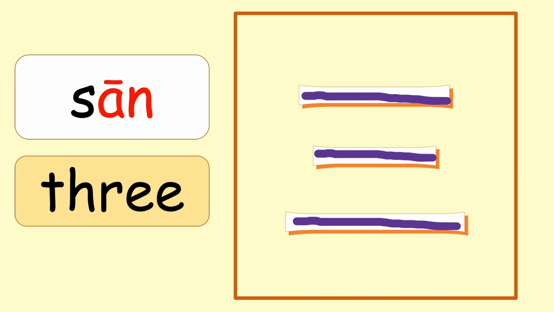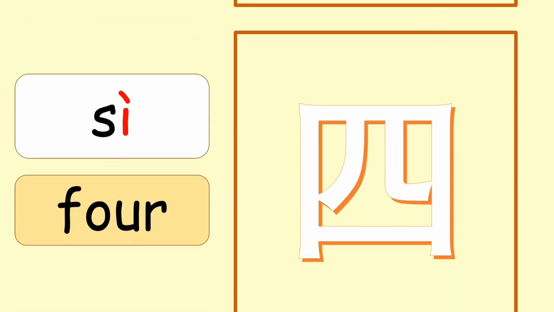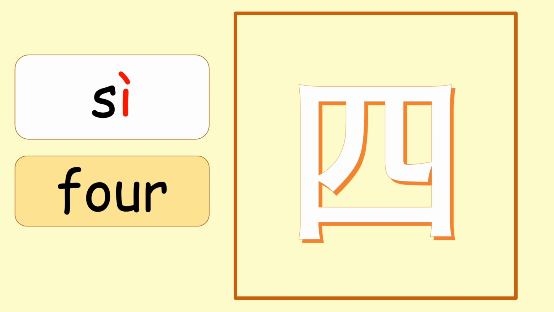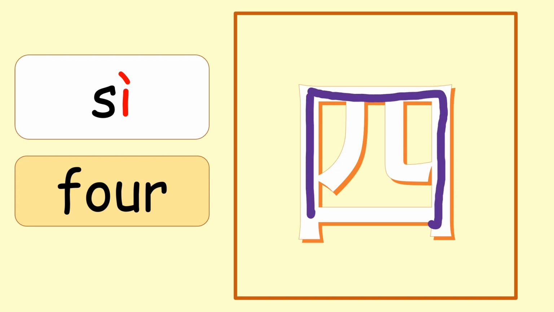Next one is number 4. It is si. Let's see how you write this character. 1, 2, you draw a square this way and you put the lines inside the square. 3 and 4, and then close this square. 5. There are 5 strokes for this word. Si, for number 4.